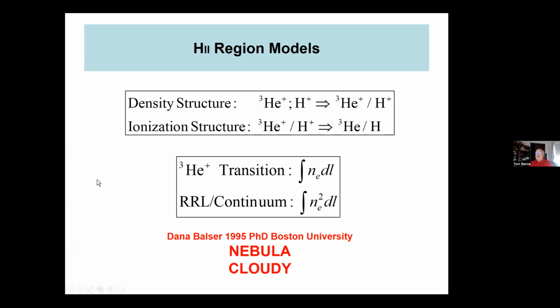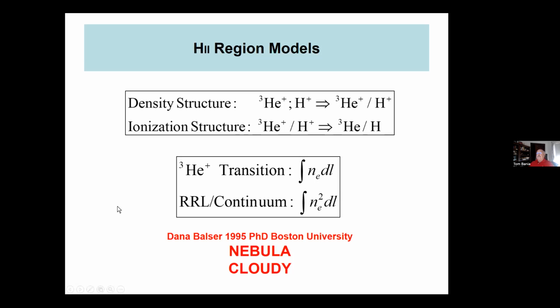Moreover, the density and ionization structure has to be accounted for. The problem is the helium-3 transition is collisionally excited, and so its intensity is proportional to the electron density integral through the nebula. That's the path through the nebula itself. Whereas we're getting the hydrogen column density from free bremsstrahlung, which is a two-body interaction. From the continuum, it requires an E squared DL. So the density distribution matters.